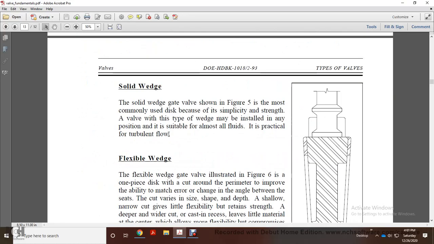Solid wedge. The solid wedge gate valve shown in Figure 5 is the most commonly used disc. Because of the simple strength of the valve, the wedge is typically installed in any position, suitable for almost all fluids, and is practical for turbulent flow.